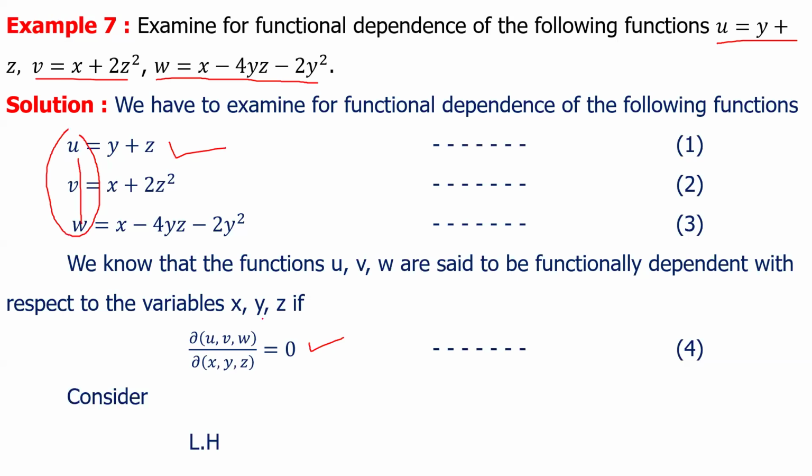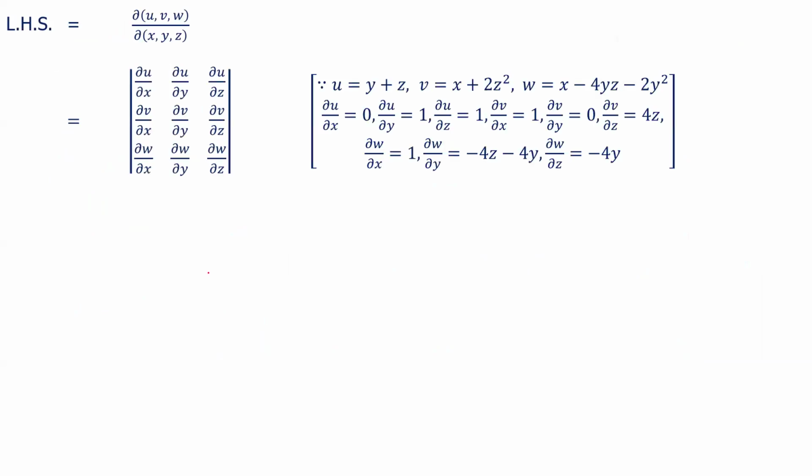Let us consider the left hand side. What is the left hand side? Left hand side is nothing but the Jacobian of u, v, w with respect to x, y, z. We have to prove that its value is 0. Now, what is Jacobian of u, v, w with respect to x, y, z? It is nothing but the determinant of del u del x, del u del y, del u del z, del v del x, del v del y, del v del z, del w del x, del w del y, del w del z. Now we have u equal to y plus z, v equal to x plus 2z square, w equal to x minus 4yz minus 2y square.